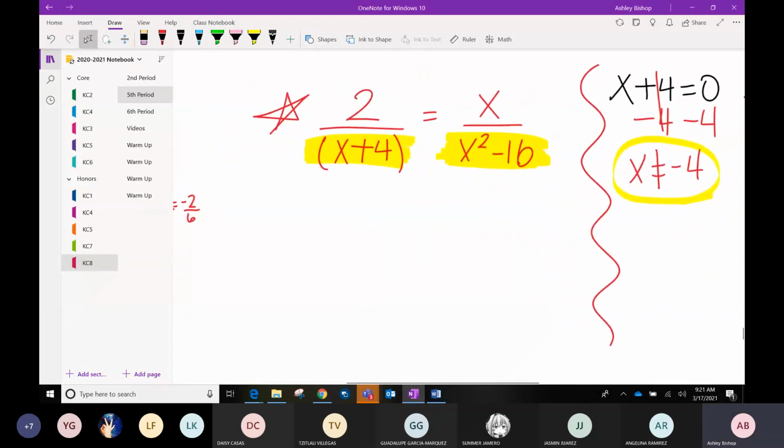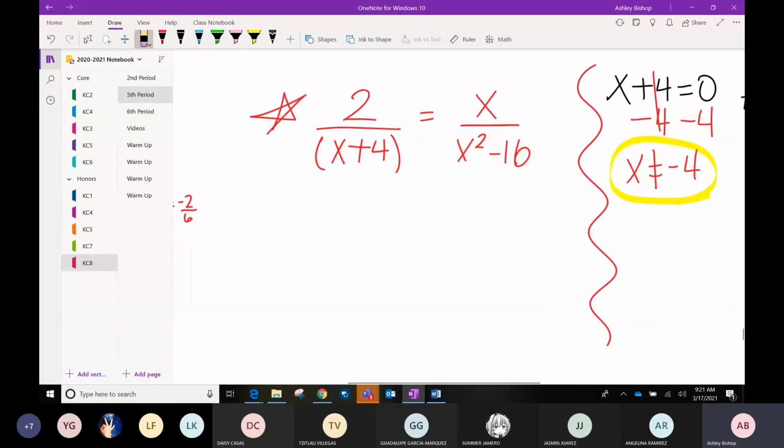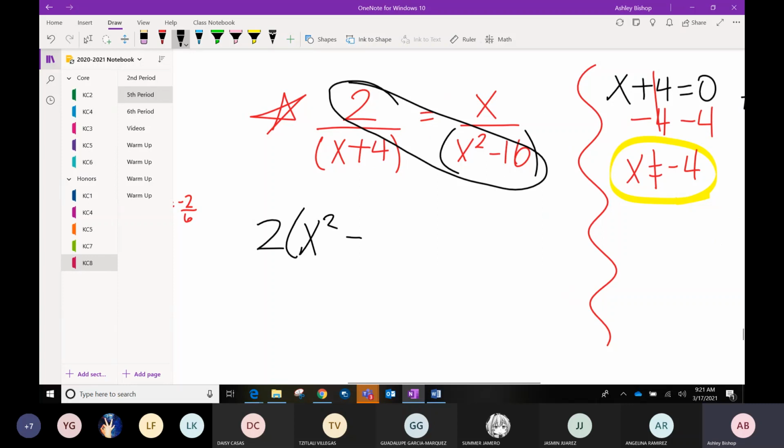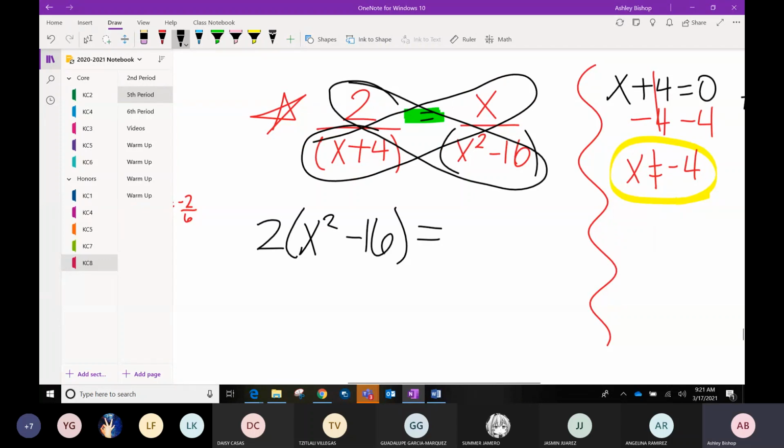Now we are going to cross multiply. We still need to figure out what x actually does equal. This is where it's going to get a little tricky, so pay attention. Cross multiply. Remember, keep the two things in the denominator together with parentheses. So I have 2 times the quantity x squared minus 16. Keep the equal sign in the middle. Equals x times the quantity x plus 4, keep the parentheses together.